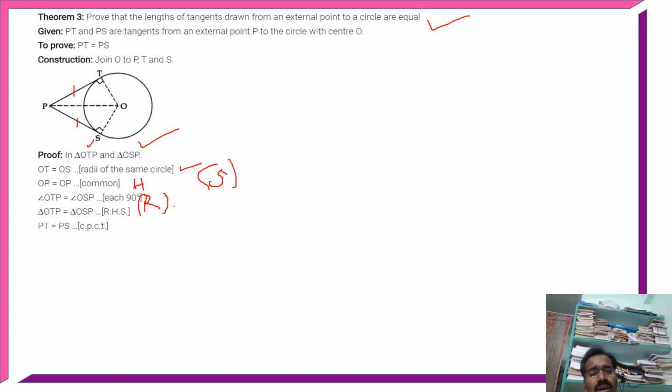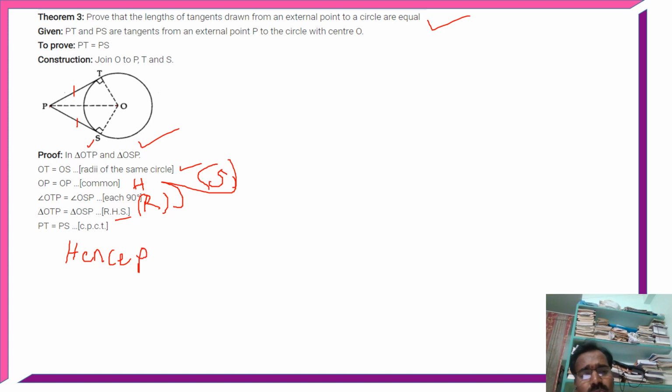So from this we can conclude by RHS congruence rule, triangle OTP is congruent to triangle OSP. Already you have learned in class 9, when two triangles are congruent to each other, by CPCT, corresponding parts of congruent triangles, PT equals PS. Hence it is proved. So hence proved that the length of tangents are equal.